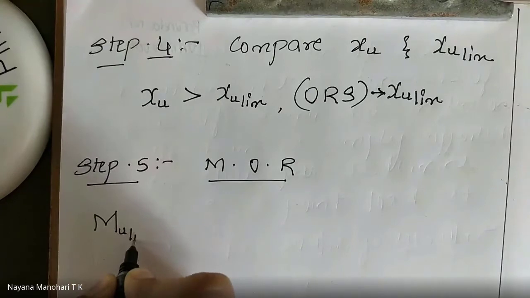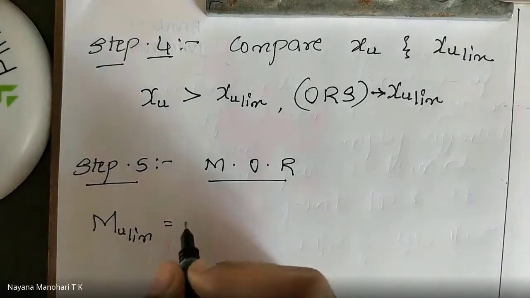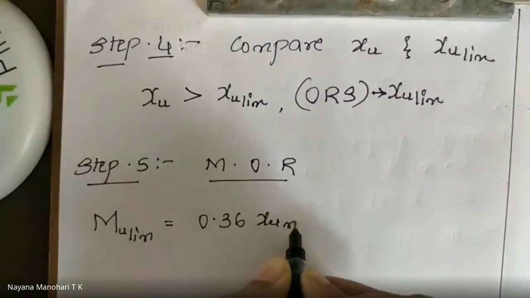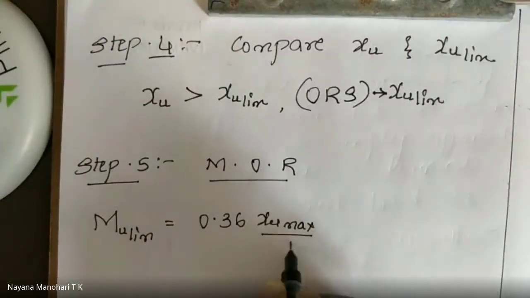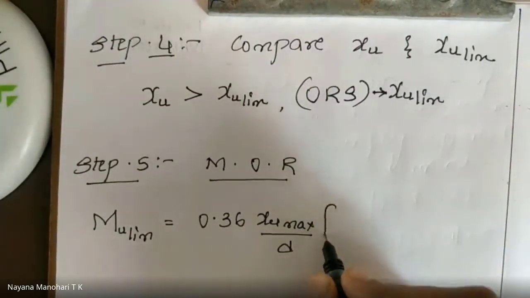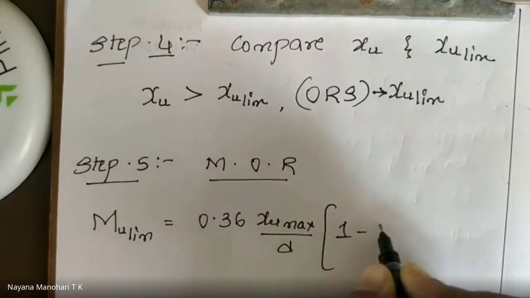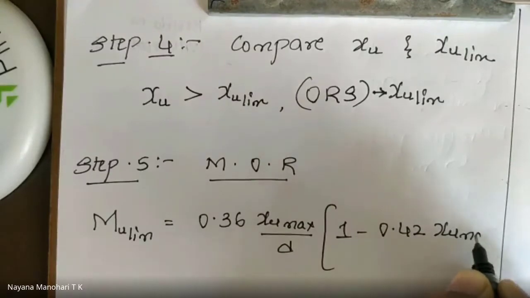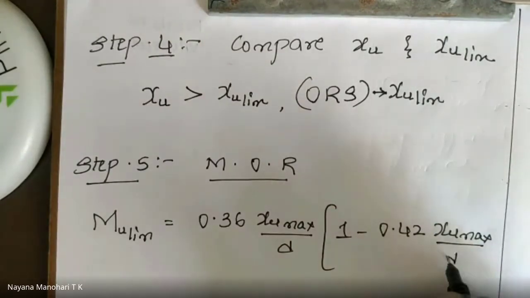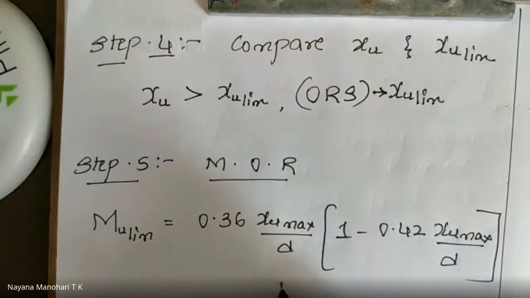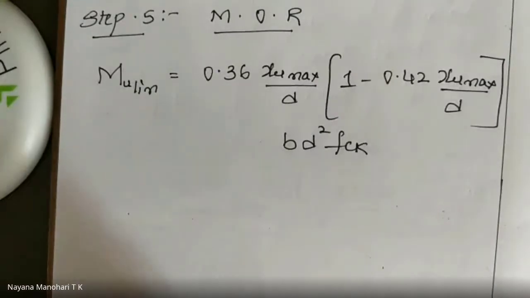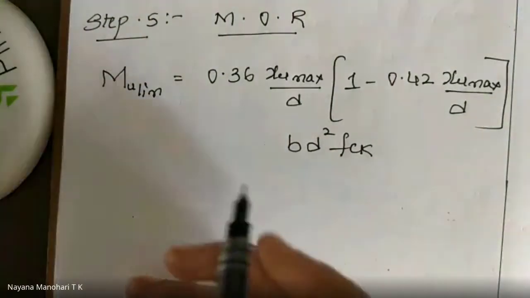MU limit equals 0.36 XU max divided by D into 1 minus 0.42 XU max divided by D into BD square FCK. BD square FCK. Substitute the value.